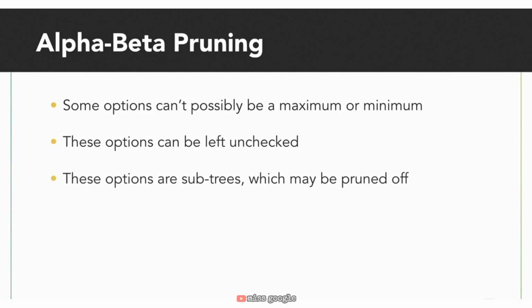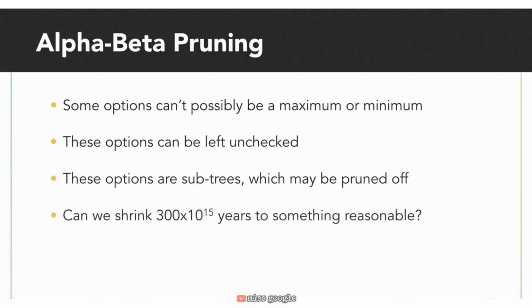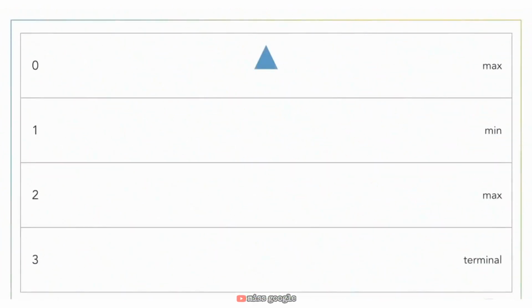However, the task still seems uphill. Do you think we'll be able to shrink 300 times 10 to the 15 years down to something reasonable like 10 years? We'll see how well alpha-beta pruning actually does a little later. For now, let me show you how it works. Consider the same example we used for Minimax. I will guide you through the whole process again, but this time we'll follow the alpha-beta search algorithm.